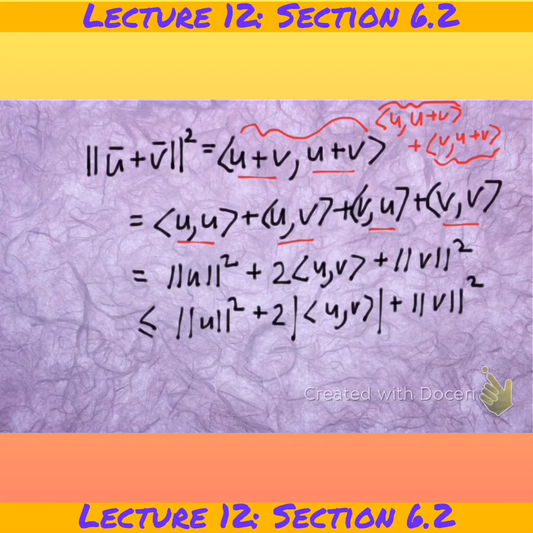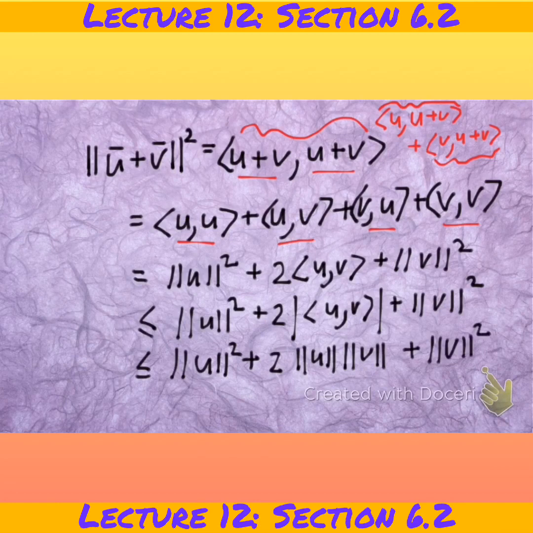Now, by the Cauchy-Schwarz inequality, this part here is bounded, so I just need to delete that equality and replace it with another inequality. That is the norm of u multiplied by the norm of v, plus the norm of v squared. And that is pretty much equal to the norm of u plus the norm of v, squared.